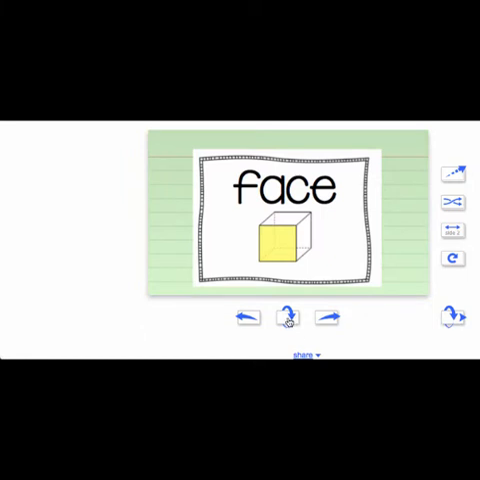Face. A flat surface of a solid object. If we have a die for a board game, it would have 6 faces. It would have a number on each of those faces. 1, 2, 3, 4, 5, and 6.